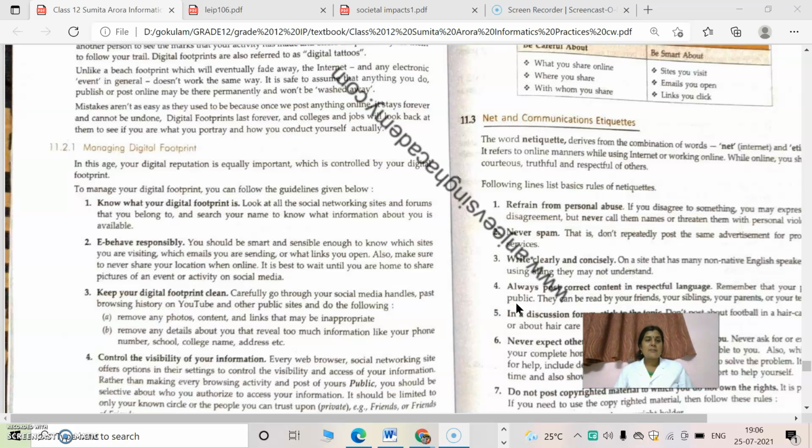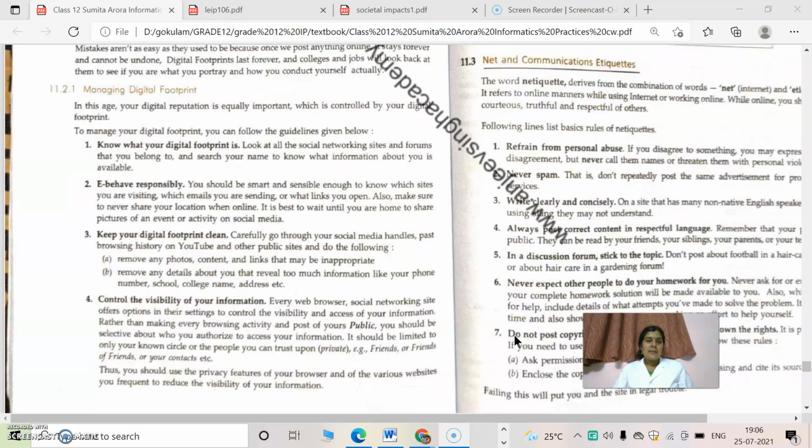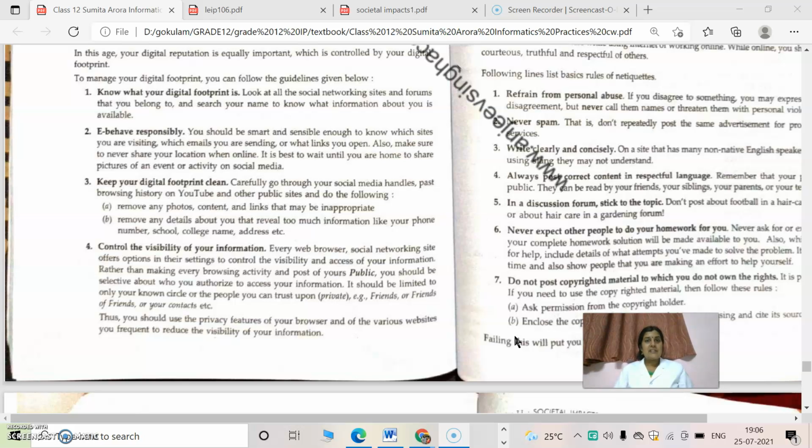Then e-behave responsibility. When we are visiting a website, we must be aware of that website. Some websites are tracking our data or storing our data, so we must be aware of that. Sometimes we send mail to them, or our email ID is given to them, and then they can trace us. So the second one is e-behave responsibility.